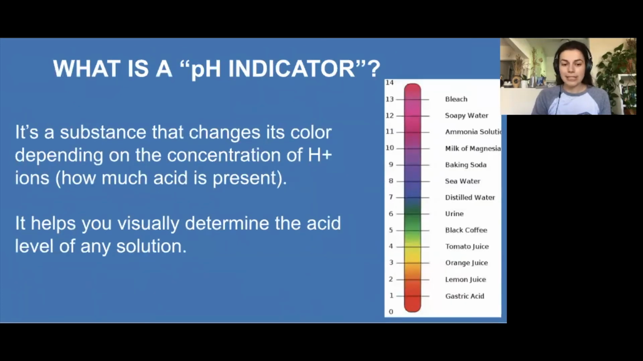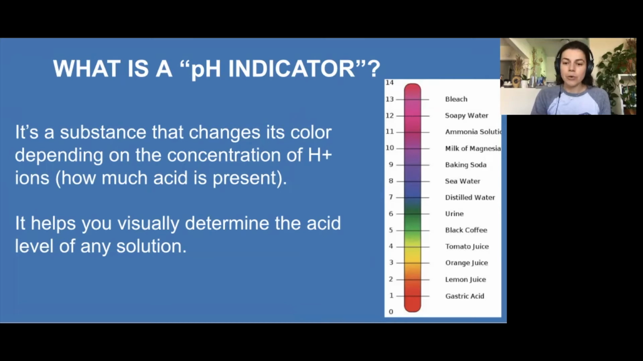A pH indicator is a substance that changes color based on the concentration of H+ ions, or hydrogen ions, in the solution. pH strips, or paper strips, are used to test the pH of your local swimming pool or your hot tub, and it's helpful because it's a visual way that we can determine the acidity of a solution.